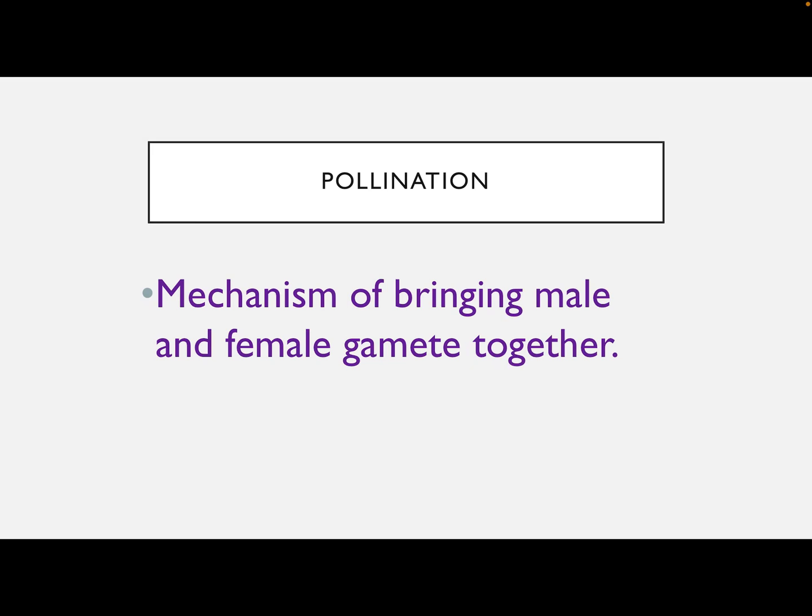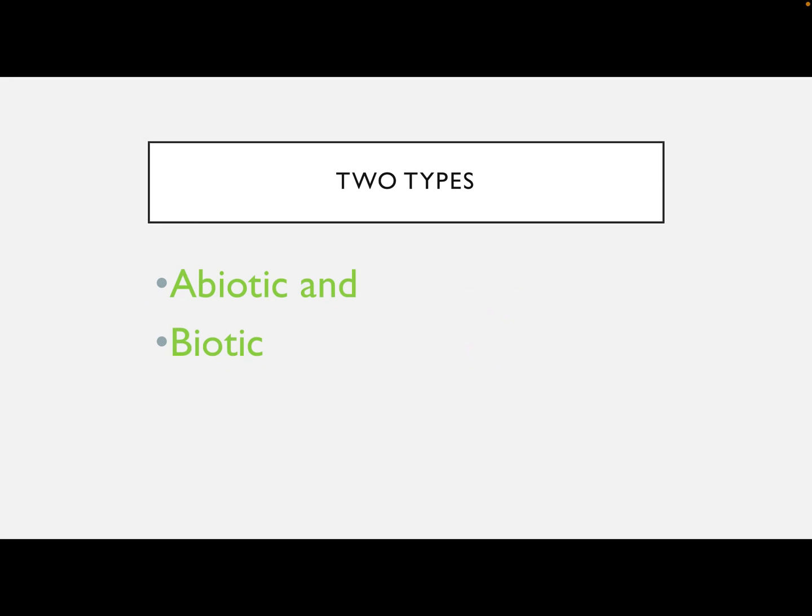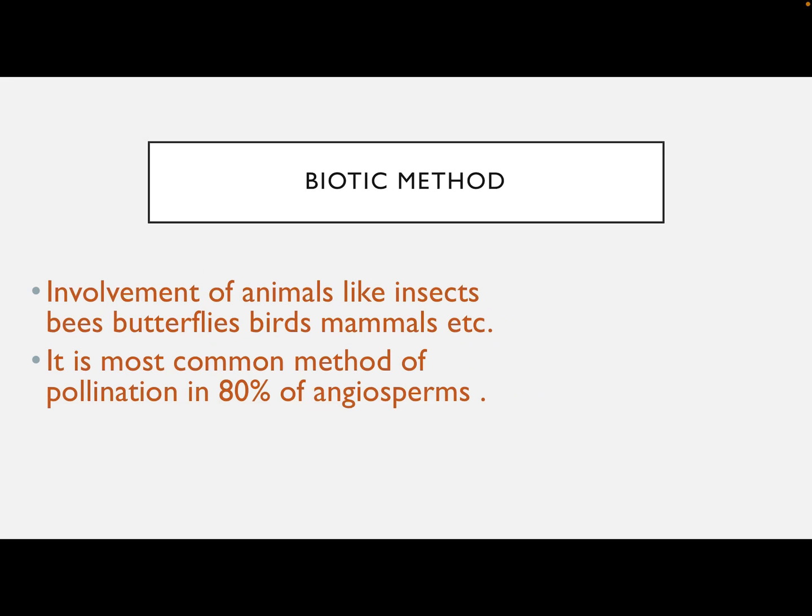See, the mechanism of bringing male and female gametes together is called pollination. Can you remember where the male gamete is formed and where the female gamete is formed? If you cannot remember, you can go to my channel and see those videos. I have uploaded the formation of male and female gametes on my channel. The method of pollination is of two types: abiotic, which I discussed in my previous video, and today, biotic.